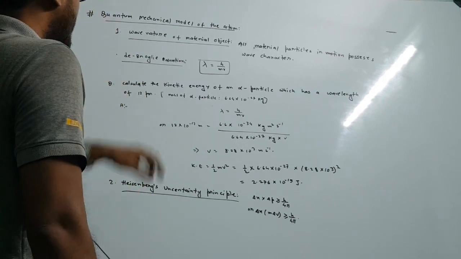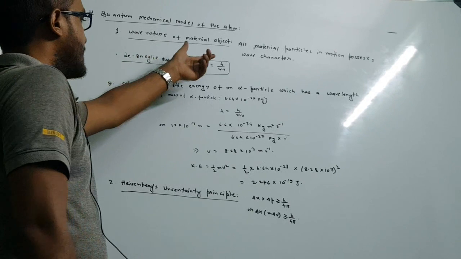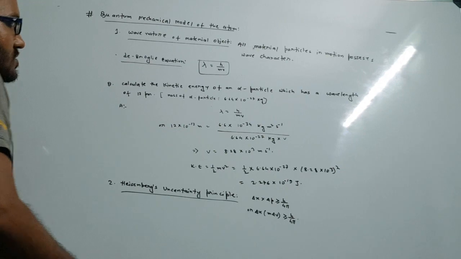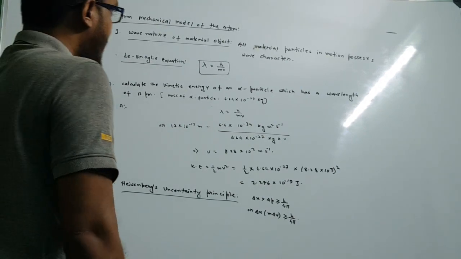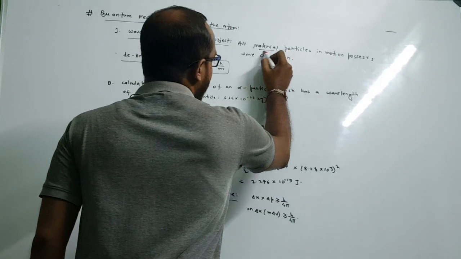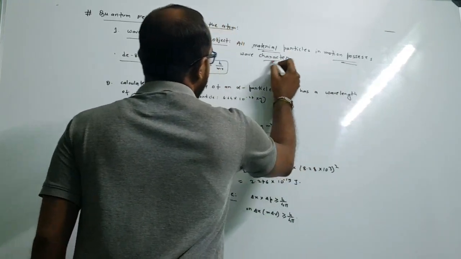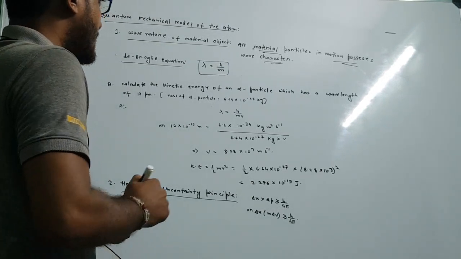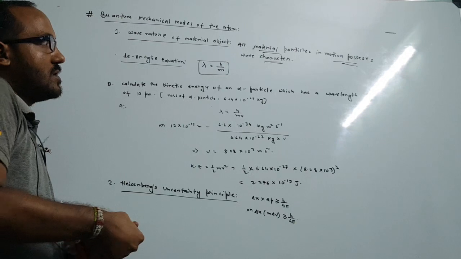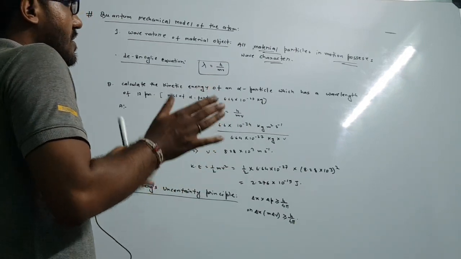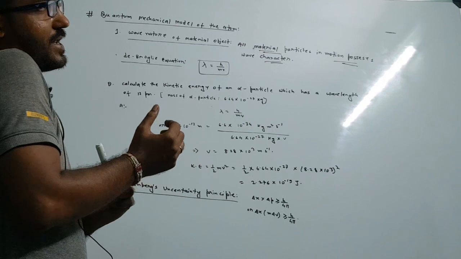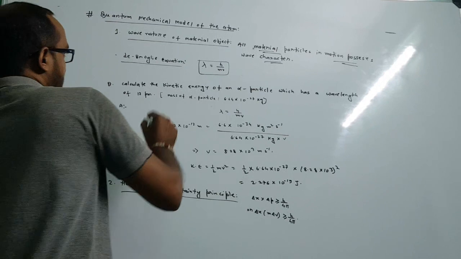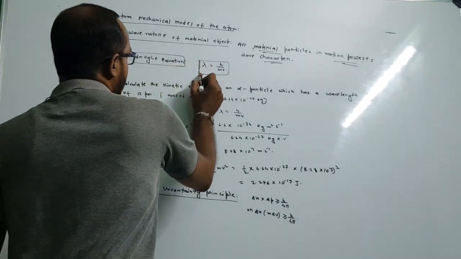But in the recent development, we can see that the wave nature of matter and the Heisenberg uncertainty principle have twisted the whole thing in a manner that all particles in motion possess wave character. That means every particle, whether it's a human being, a tree, or an electron, every one which is in motion possesses wave character. In this scenario, de Broglie came and gave his equation.